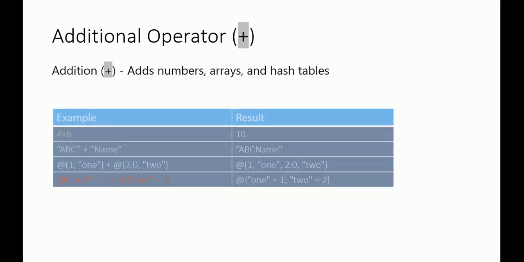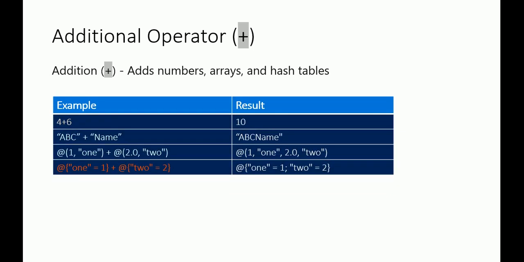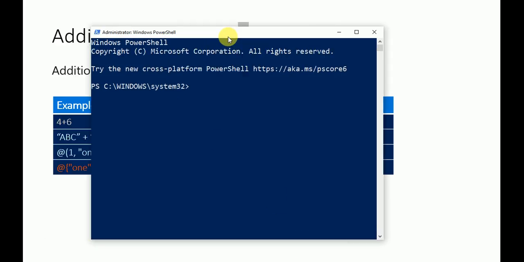Let's understand the addition operator here. The addition operator is used to add numbers, arrays, and hash tables. And here is an example of how you can use the addition operator. Let me open PowerShell and we'll do the practical of how we can use the addition operator.